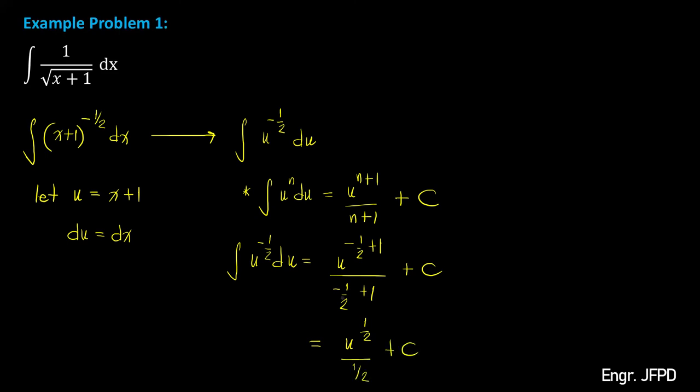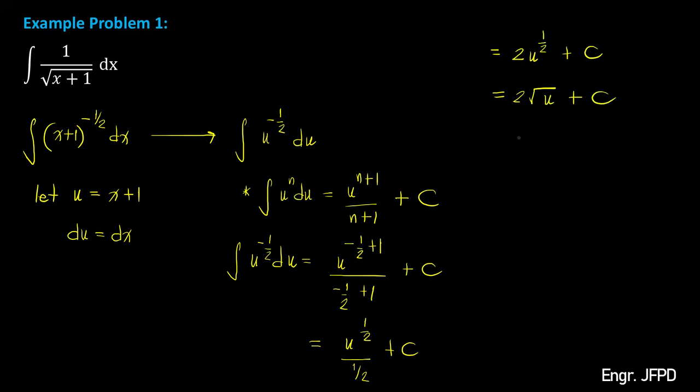Take note, as we divide a fraction with a fraction, we will just simply take the reciprocal of the denominator and proceed to multiplication. Therefore, this is now equal to u raised to 1 half multiplied by the reciprocal of 1 half, which is 2, and this is 2, u raised to 1 half plus c, or this is the same as 2, the square root of u plus c.